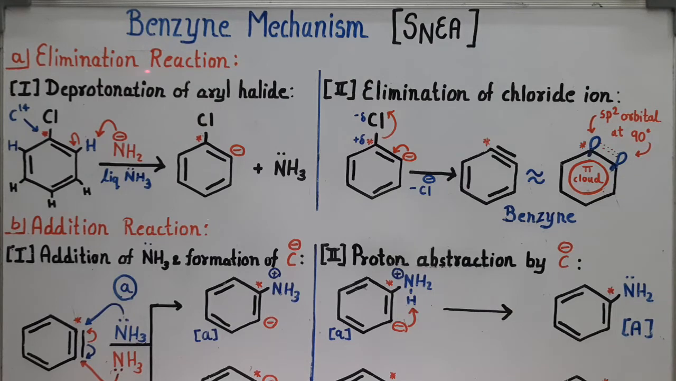The elimination reaction can be split into two sub-steps. In step 1, deprotonation of the aryl halide from the ortho position takes place in the presence of a strong base, that is sodamide. The base will abstract the proton from the ortho position because the protons at the ortho positions are comparatively more acidic than the other three protons available at the meta and para positions. This higher acidity is because of the inductive effect of the chlorine atom that is present at the adjacent carbon. If hydrogen is not available at the ortho position, then the base cannot abstract the proton from the meta or para position because protons at these positions are not that acidic.